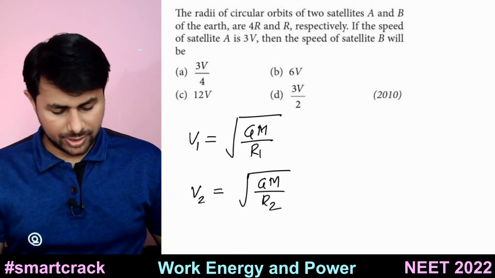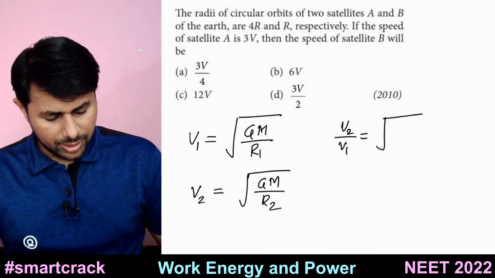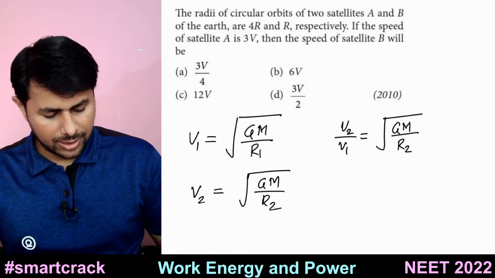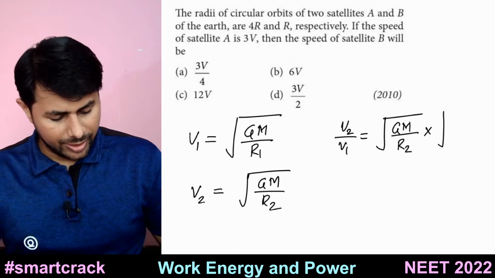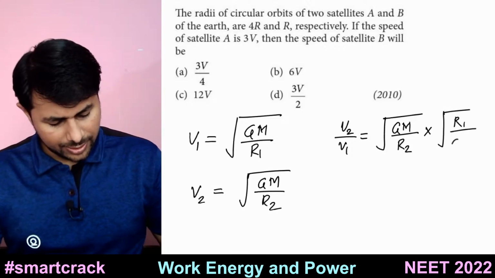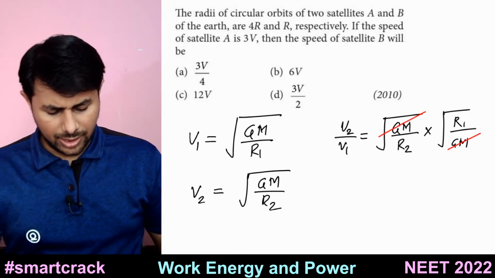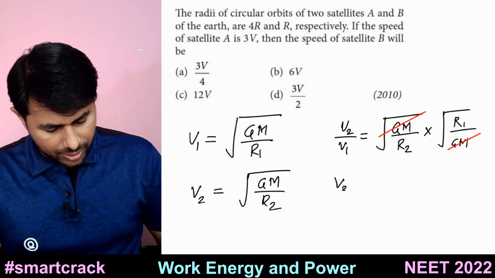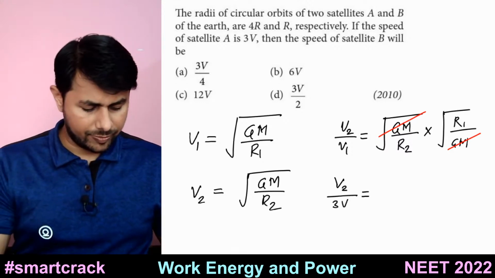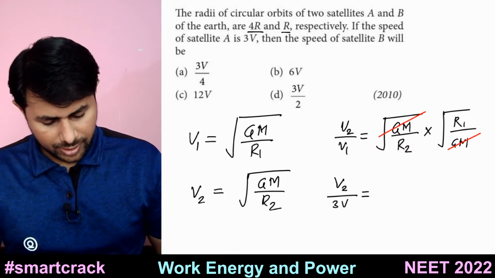The speed of the first is given, it is 3v. So if we divide this, what do we get? Let's take v2 upon v1. It will be equal to the square root of GM over r2, and dividing by this is multiplying by its reciprocal. So multiplied by r1 over GM. So GM gets cancelled. And v1 is 3 times v. So v2 upon 3 times v is equal to, what is the value of r1 and r2? r1 is 4r and r2 is r.